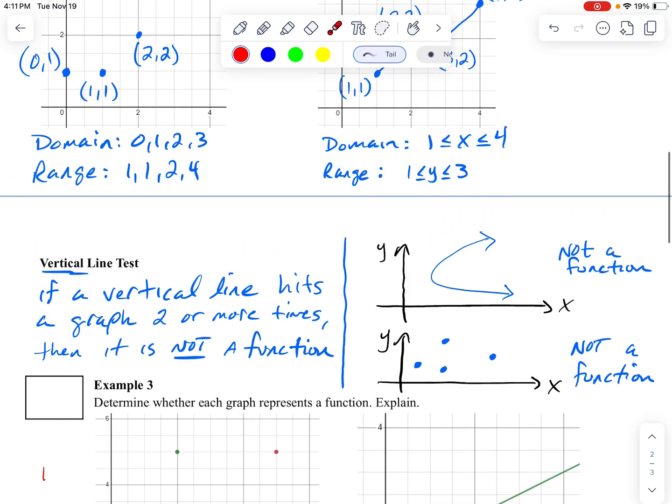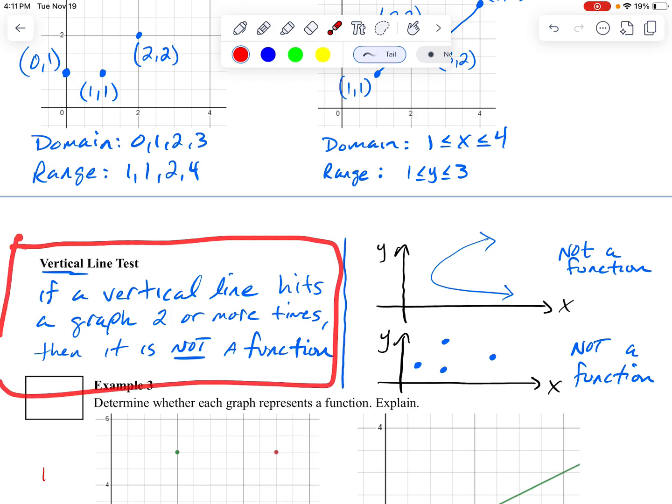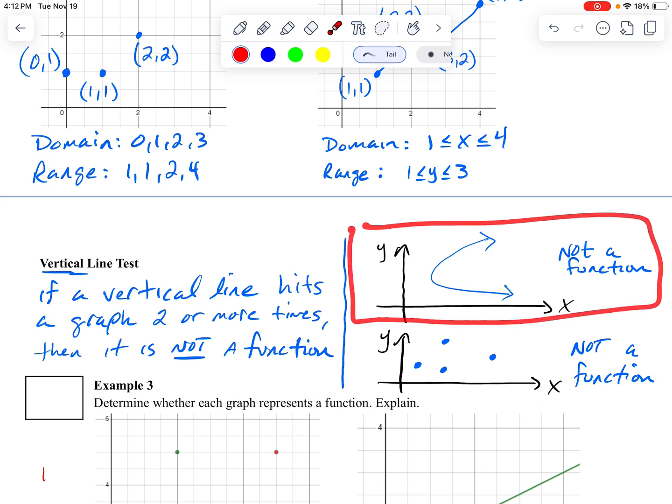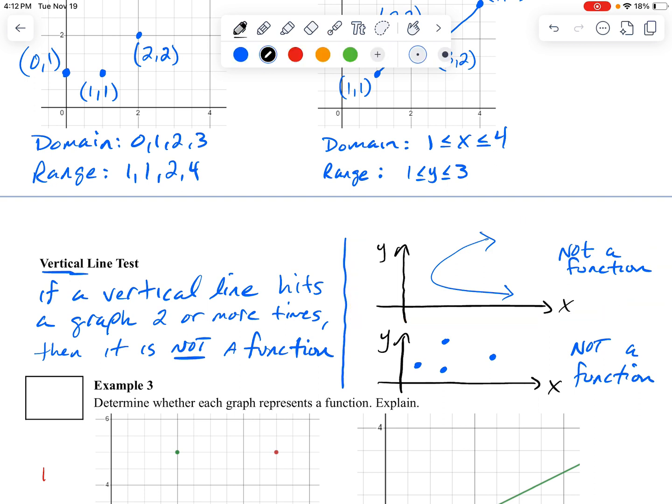When we have graphs like this, there is kind of a quick way to tell whether or not we have a function, and this is called the vertical line test. What this says is if a vertical line hits a graph 2 or more times, then that graph does not represent a function. So for example, our first one here, this is not a function. Again, if I can draw a vertical line anywhere and it hits twice, it is not a function. And obviously there's a lot of places here where I could draw a vertical line and it would hit the graph more than once. And this makes sense if we think about what this really means.